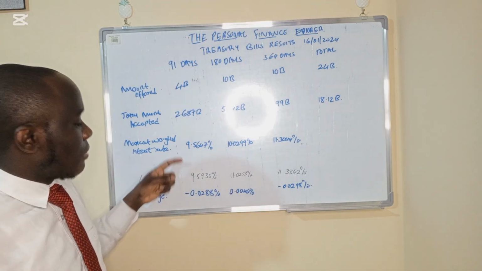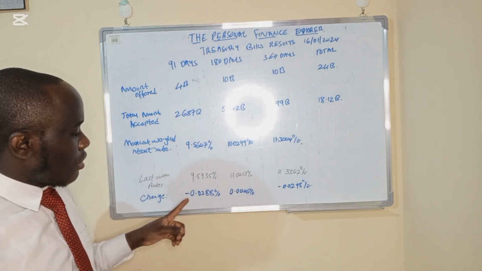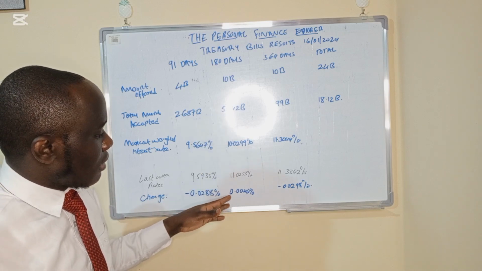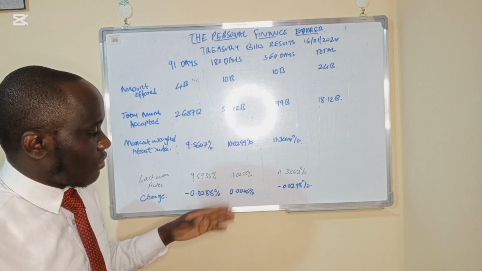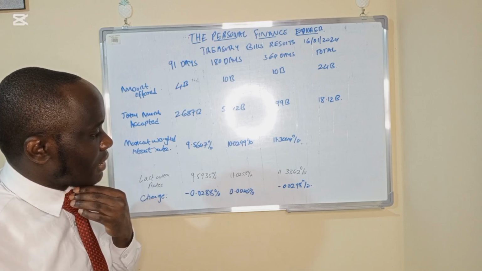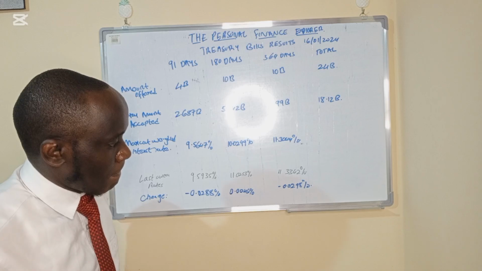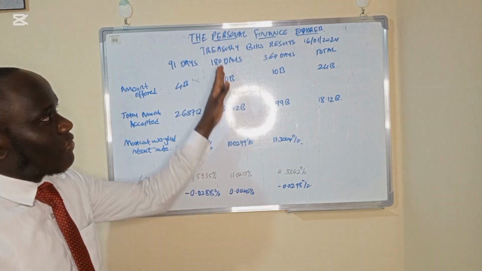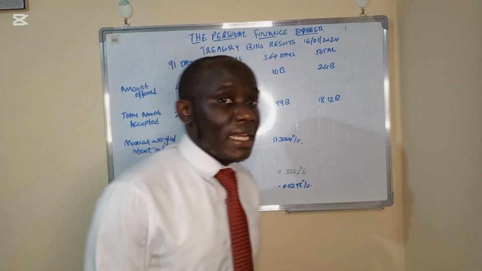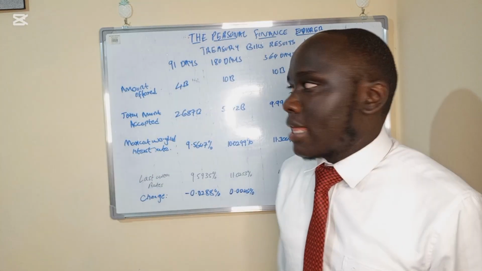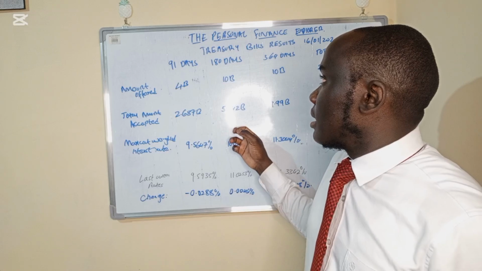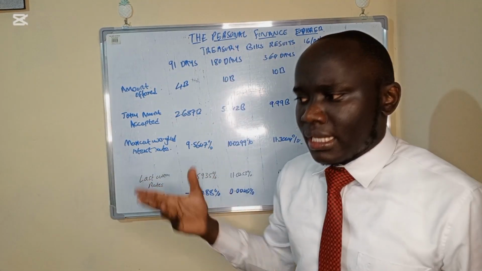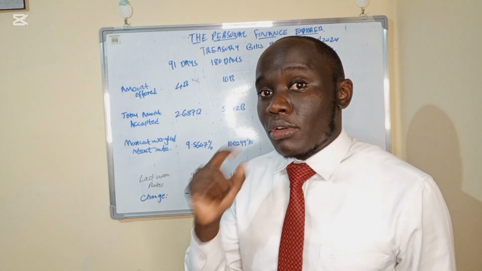And we can see for the 91 days, we still have a decrease of around 0.02. For the 182 days, we have an increase of 0.0046. And for the 364 days, we have a decrease of 0.02. So for the 182 days, this particular bill, the rate has been going up for the last 3 weeks, though with very small margins.